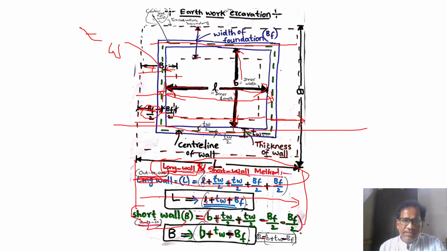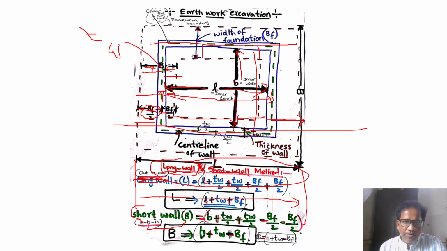So I know this internal width is B. If you add TW by 2, TW by 2, now I am at the center line in the width direction, that means the short wall direction. So let me tell you now. B plus TW by 2 plus TW by 2. Now I want in. In means just here.